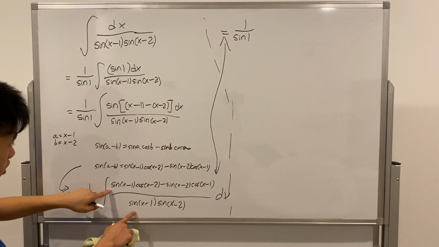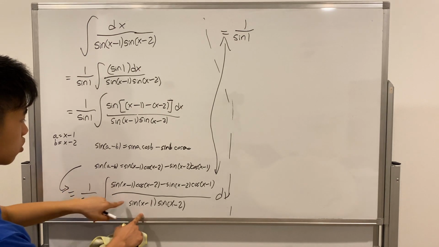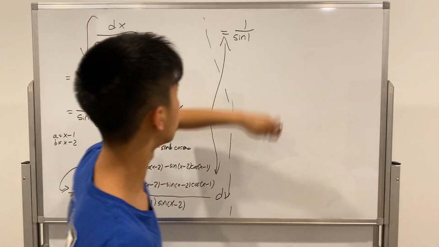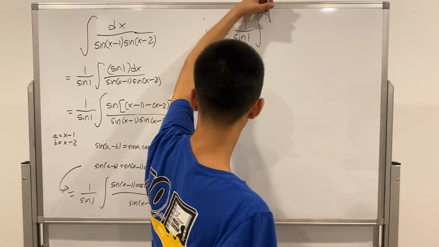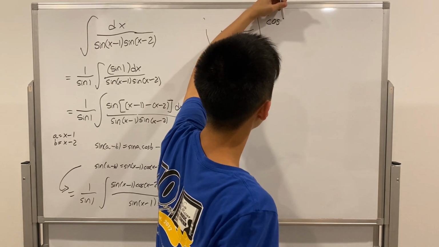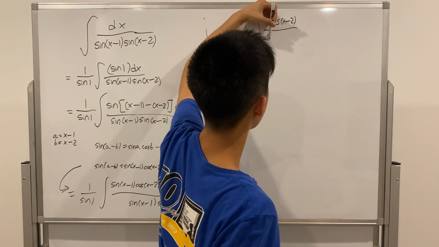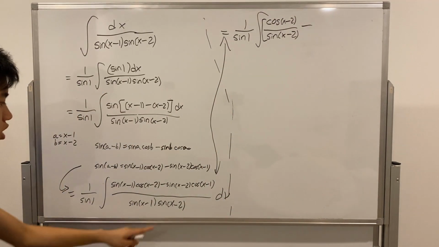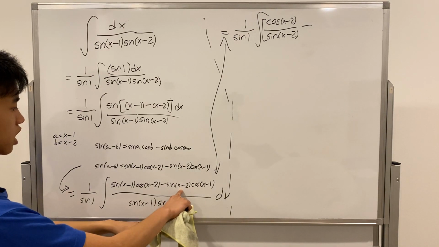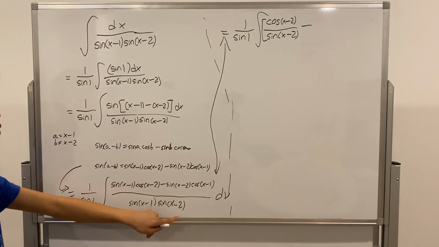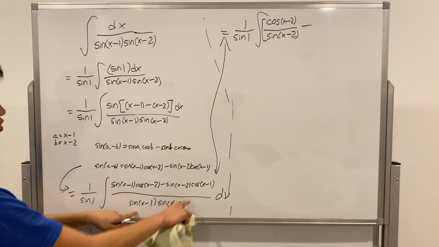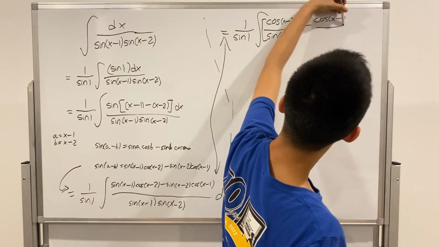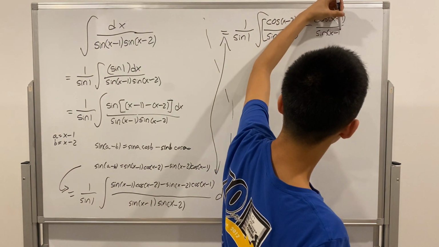We can tell that these two sines cancel out, so we're left with cosine of x minus 2 over sine of x minus 2 in the first term. So we'll have the integral of cosine x minus 2 over sine of x minus 2, minus, then in the second term, this sine x minus 2 cancels with the sine x minus 2 on the bottom. We're left with cosine of x minus 1 over sine of x minus 1 on the bottom, dx.